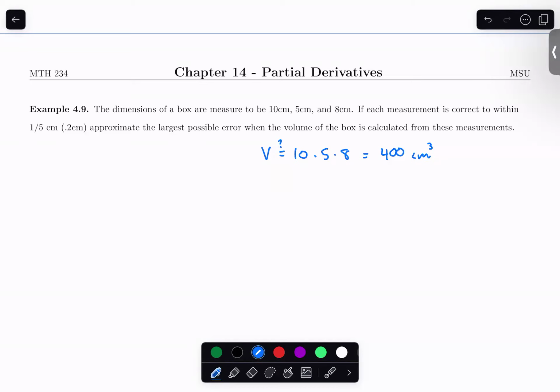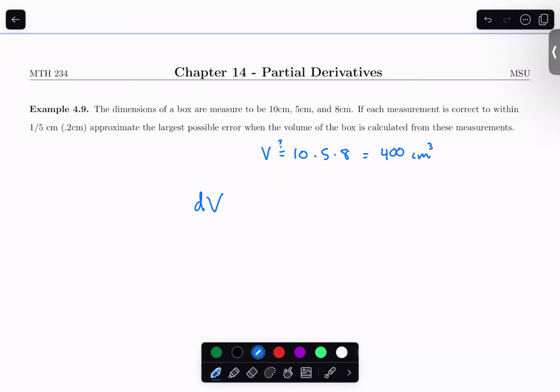And so this is going to be an application. Error is going to be the difference between what I think the volume is versus what the maximum it actually could be. So I want to know this error, this difference in my volumes. Because I'm interested in a difference, I'm really interested in differentials. Differentials would be a great way to approximate this. So ultimately, I am interested in dV. So I'd like to calculate my differential of the volume of the box here.